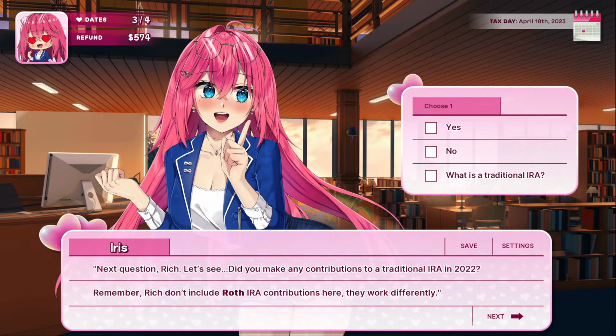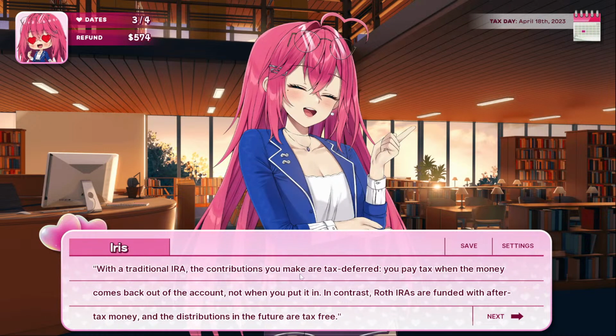Did you make any contribution to a traditional IRA? Remember, Rich, don't include Roth IRA contributions here. What is a traditional IRA? Contributions you make are tax deferred. You pay tax when the money comes back out of the account, not when you put it in. In contrast, Roth IRAs are funded with after-tax money and the distributions are free of tax. Okay, I understand. In the Philippines, what would the equivalent be? What would the Philippine equivalent be?